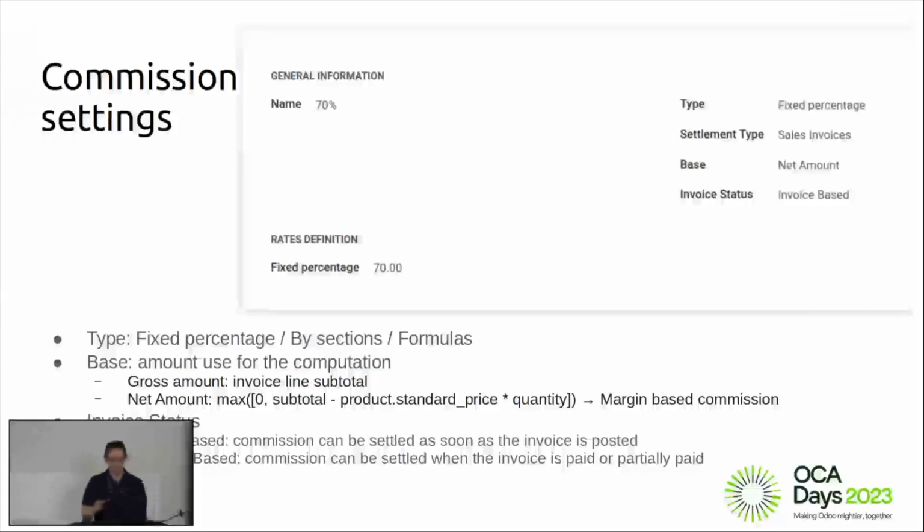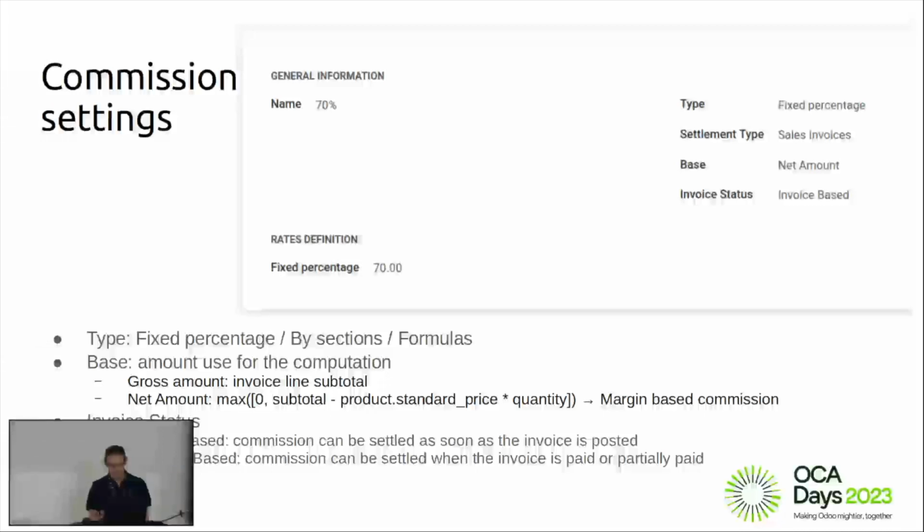Then you have some settings in the commission computation. So you have different types. You can have a fixed percentage, so simply 10% of the sale order line, or you can have by sections, which means you can set specifically like between 0 to 10, you will have a 10%. Then above it, you will have more. And you also have a module that lets you input Python formulas directly, so you really have a big freedom on how you want to compute your commissions.